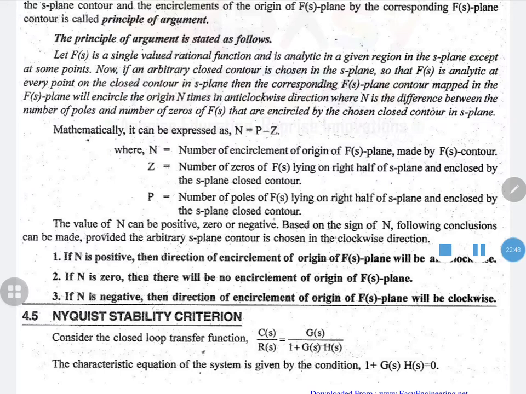Z is the number of zeros of f(s) lying on the right half of the S-plane and enclosed by the S-plane closed contour. P is the number of poles of f(s) lying on the right half of the S-plane and enclosed by the S-plane closed contour. So these are some conditions.